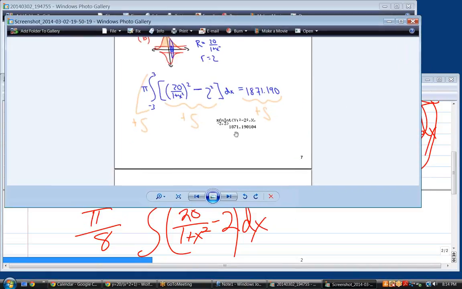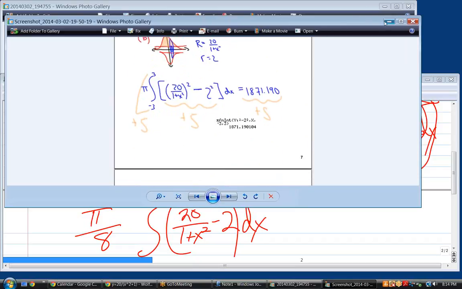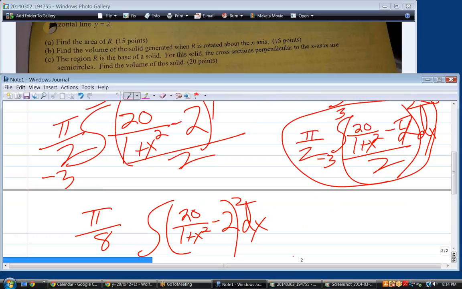Shouldn't have this page on there? It's another page, isn't it? C was a part 2. Okay. Is that her setup?